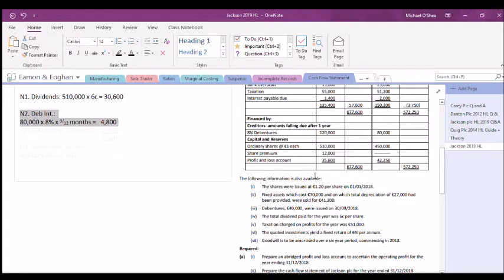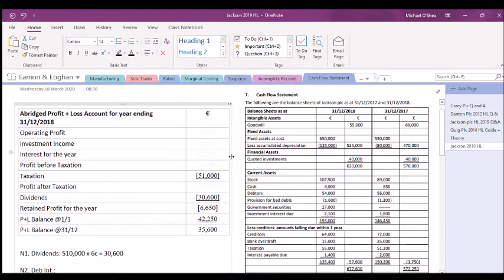That's 4,800. So what happened for the other 3 months? Well, for the other 3 months, I have the 40,000 as well. So my debentures are 120,000 at 8% for those 3 months. And that works out to be 2,400. If I add them together, I get 7,200. So 7,200 is going to be my interest for the year.